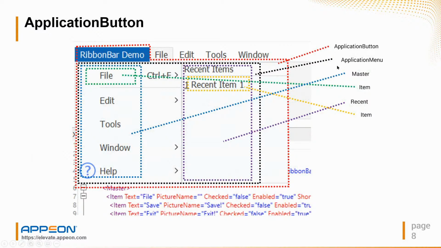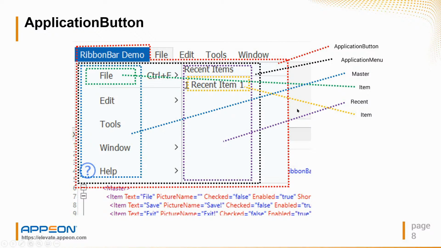So within the application button, there's the application menu. That's this whole thing. There's two sections to that. There is the master items, which are the standard items, and in this case I've made them match the tabs. You don't necessarily have to do that. And they can be nested and have shortcuts, basically like a PowerBuilder standard menu item.